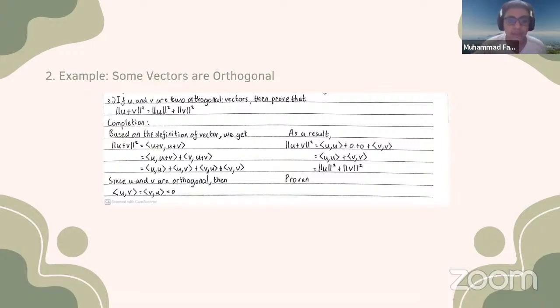Since U and V are orthogonal, we know that the inner product of U and V equals the inner product of V and U equals 0. As a result, the norm of U plus V to the power of 2 equals the inner product of U and U plus 0 plus the inner product of V and V. So we have the inner product of U and U plus V and V, and then the result is norm U to the power of 2 plus norm V to the power of 2. It is proven. Next.